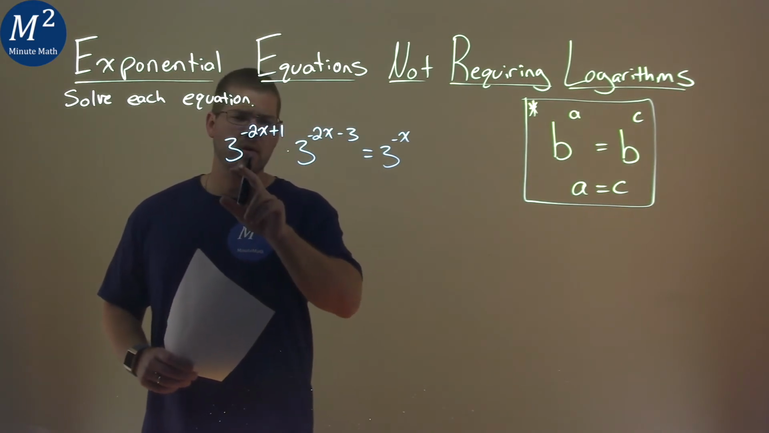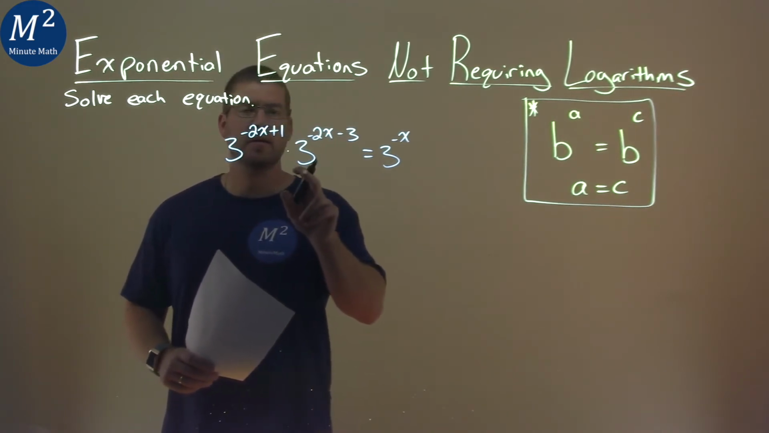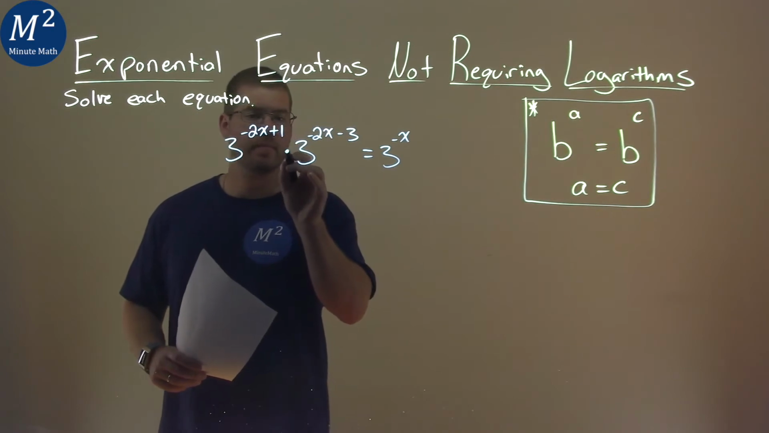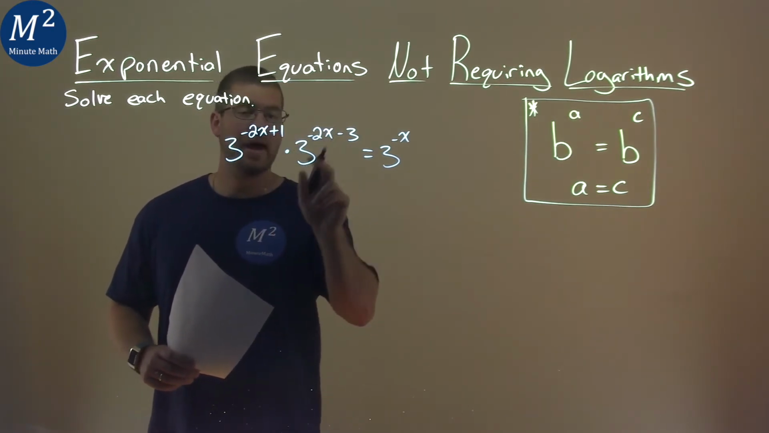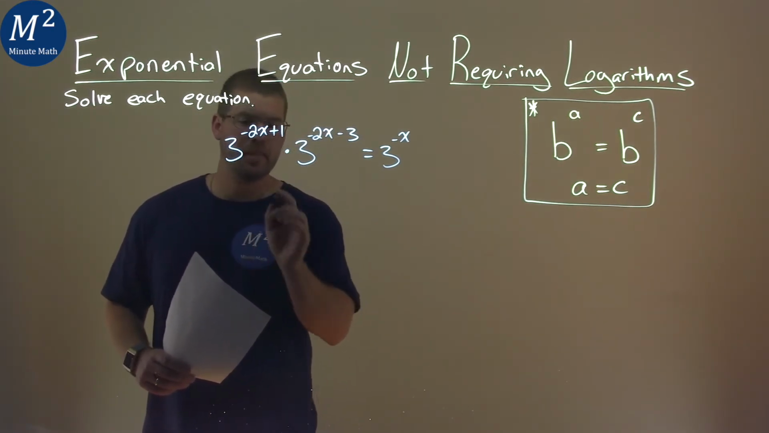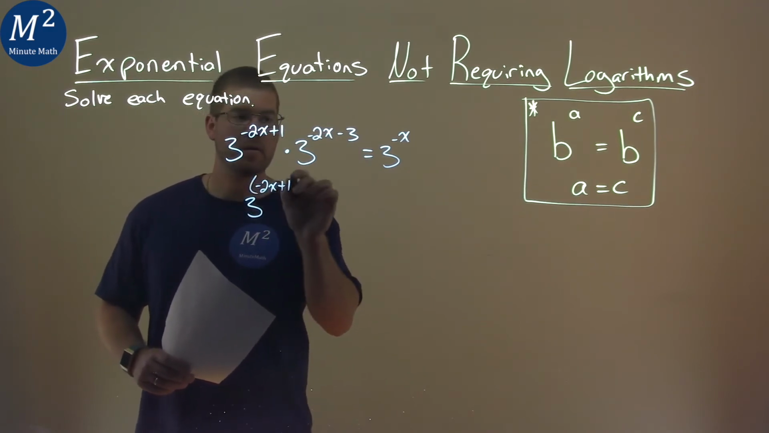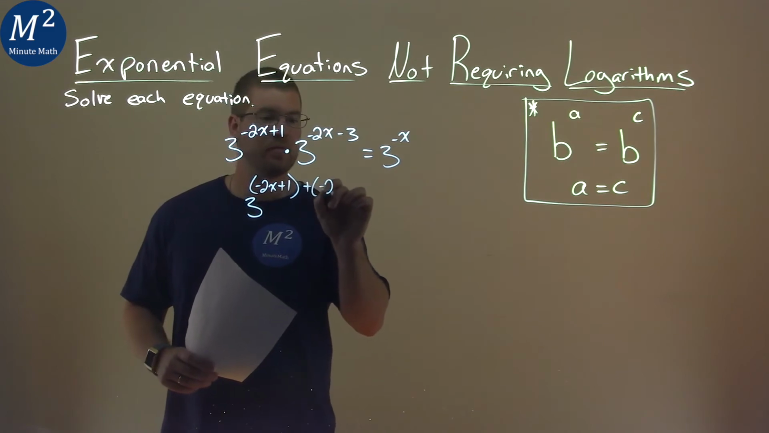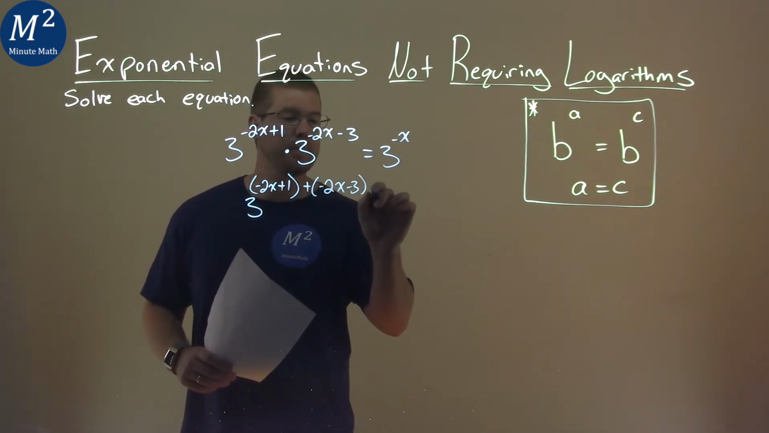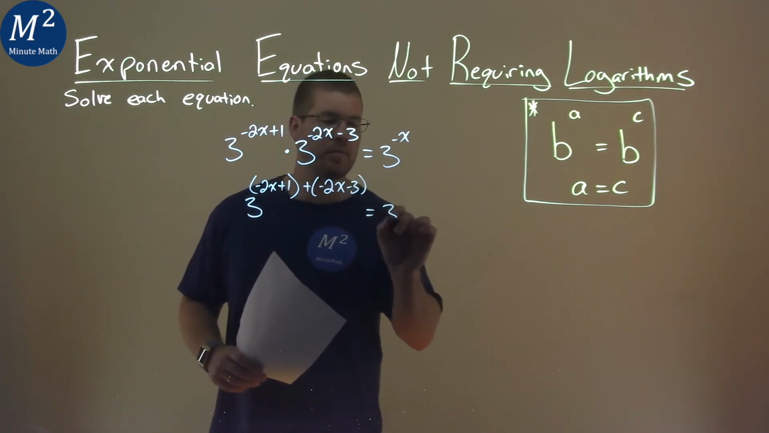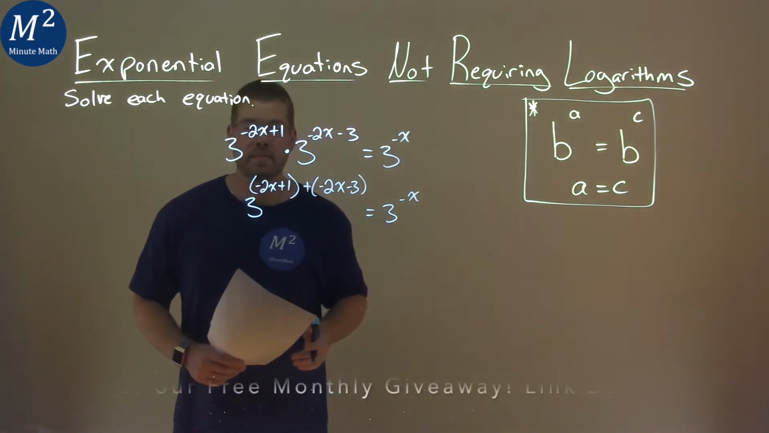Well, first thing I notice is that we have the same base here, 3 and a 3, and it's being multiplied. When that happens, we add the exponents and keep the same base. So we have 3 now to the negative 2x plus 1 power plus negative 2x minus 3 power. And that's just going to be equal to 3 to the negative x power.